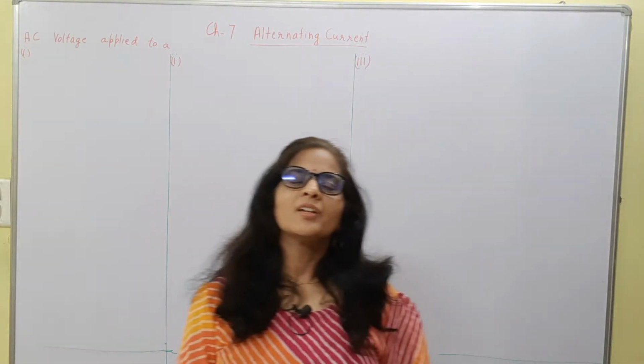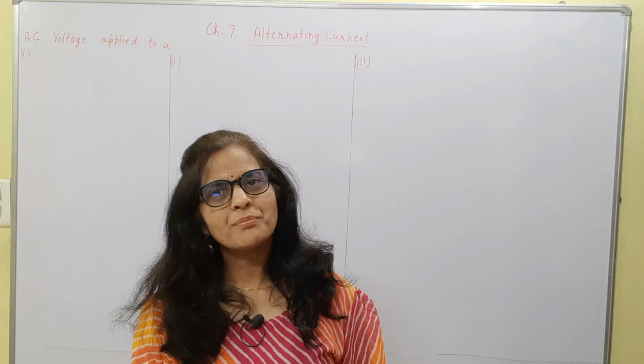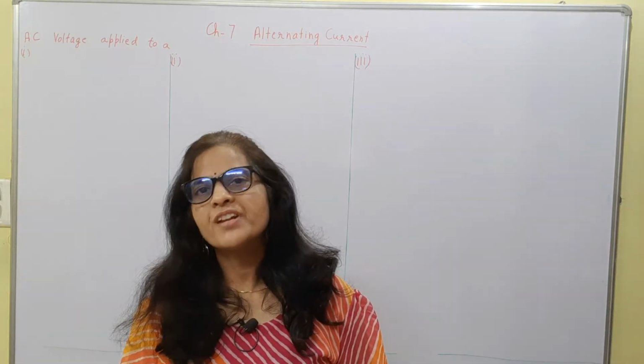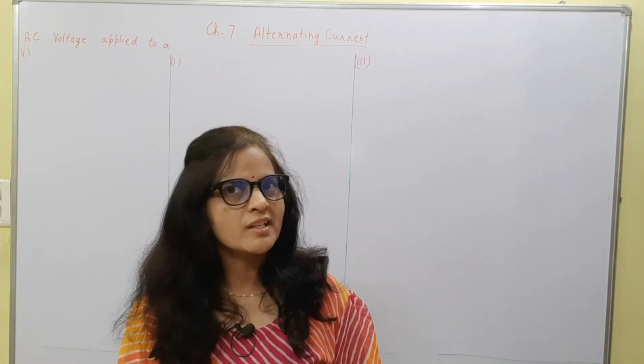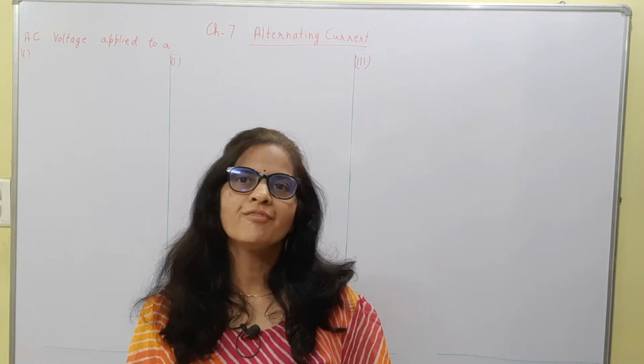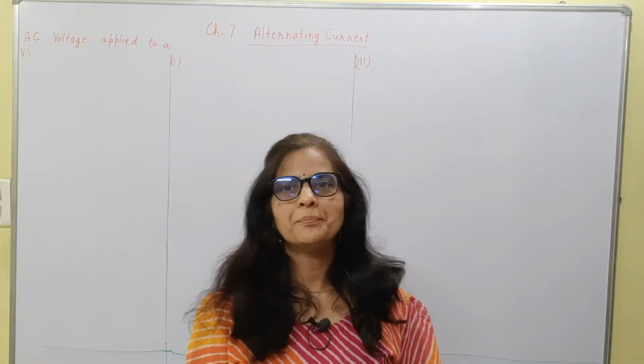Hello everyone. Today we will discuss AC applied to a resistor, inductor and capacitor. We will derive the phase relationship between the current and the voltage in all the three cases. We will draw phasors and the graph for variation with time.